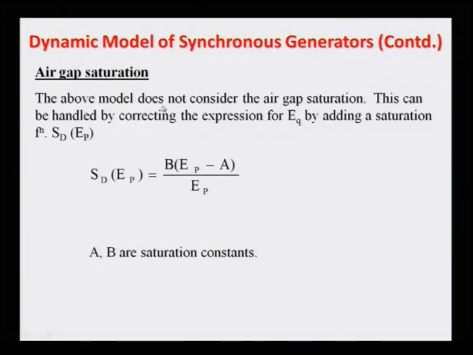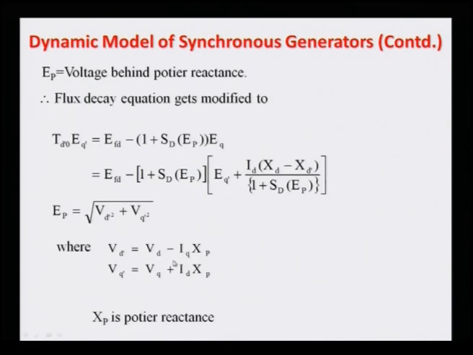To include the air gap saturation, all those equations do not consider it, as I said, we didn't consider the air gap saturation, and this can be handled by correcting the expression for E_q', because E_q', which is the q axis induced voltage, when there is a knee curve we know it, and that saturation can be included by a saturation function S_d, which is a function of Potier voltage E_P. A and B are the saturation constants. That can be seen here.